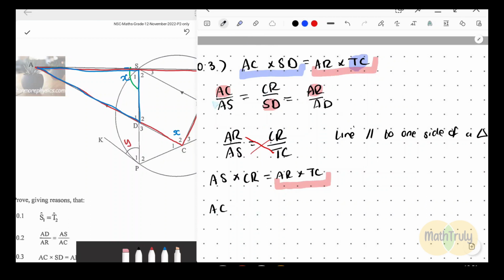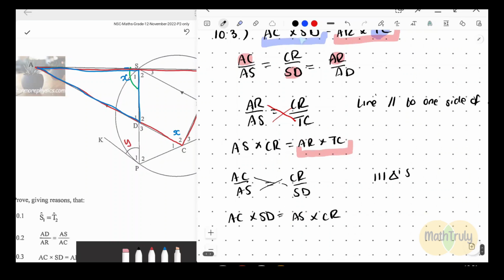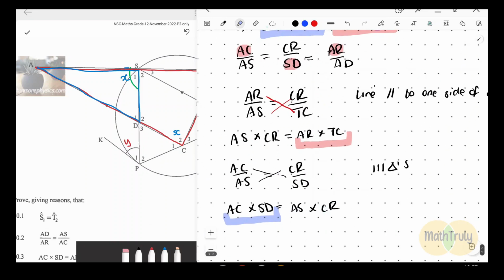I'm taking AC, so I can only say these are equal because of similar triangles. So AC over AS is equal to CR over SD, and this is because of similar triangles. Now I'm going to cross multiply. So I have AC multiplied by SD, and that is equal to AS multiplied by CR. Okay, so now I have this side. And now if you look in both of these equations, we have an AS and a CR and an AS and a CR. So it means that we can equate these two. So AS times CR here is equal to AS times CR here.